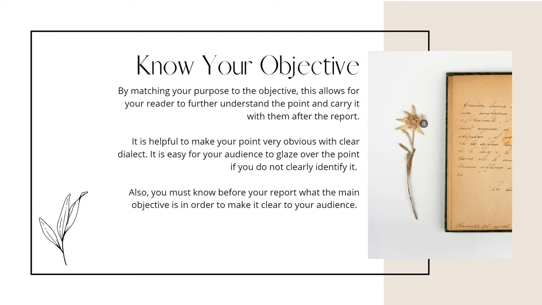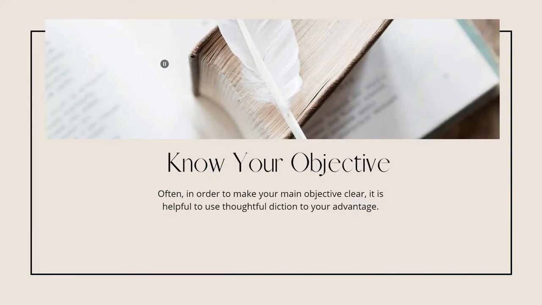Also, you must know before your report what the main objective is in order to make it clear to your audience. Often, in order to make your main objective even clearer, it is helpful to use thoughtful diction to your advantage. Using powerful words such as authorize and project when making your objective clear will undoubtedly enhance your point when aiming to prove something. Diction can be a powerful tool if utilized correctly. Your objective will also be a main point of interest for your thesis.